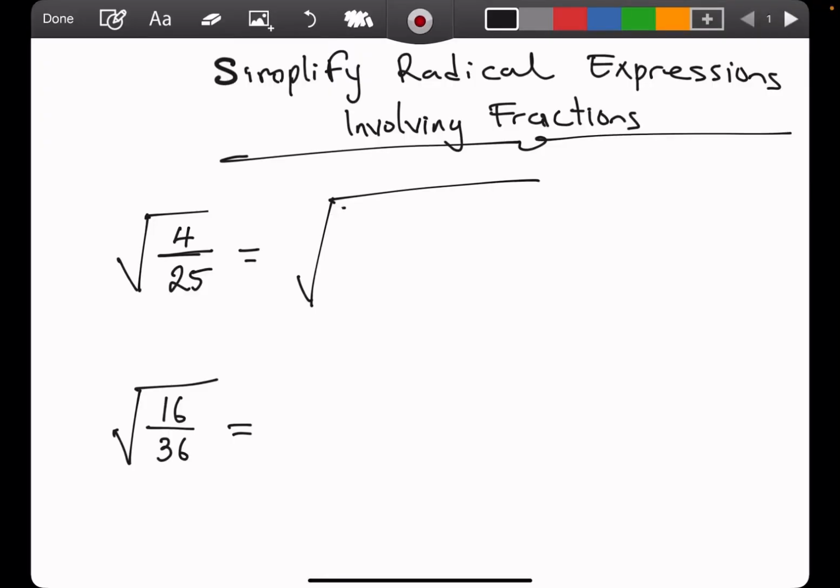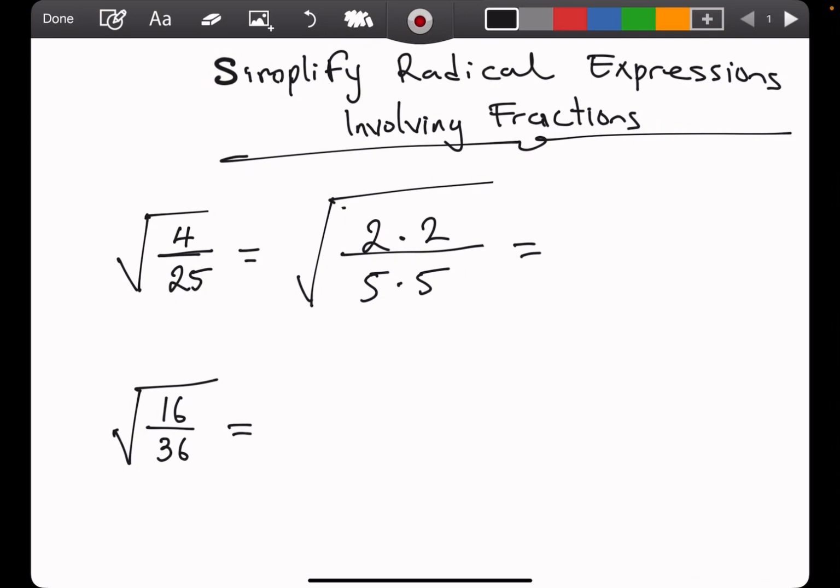Right, now let's start off with the first one. Let's break down 4. So how are we going to break down 4? It's going to be 2 times 2. How do we break down 25? 5 times 5, right? Now, remember the goal is to make sure everything goes out at the bottom.